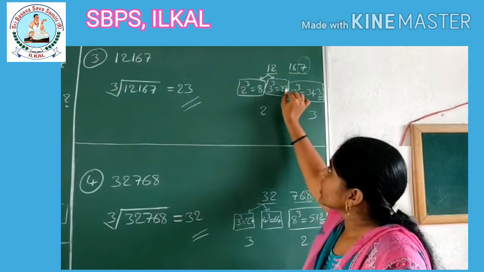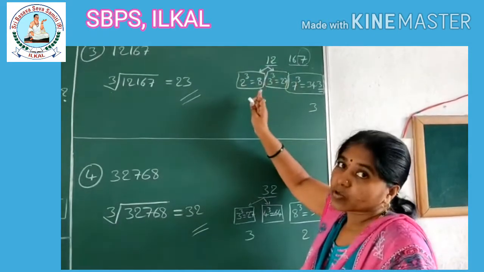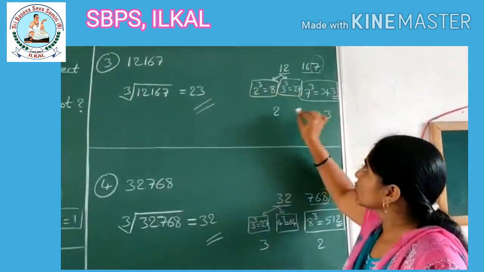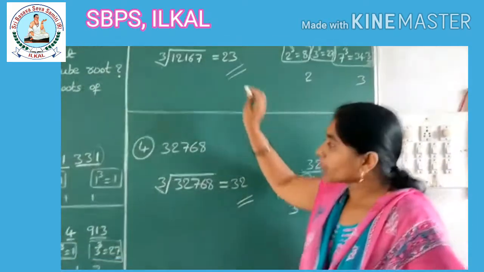12 lies between 8 and 27. Then which is the smaller cube root here? 2. Then I will consider 2. 2, 3, which is equal to 23. And the last one.